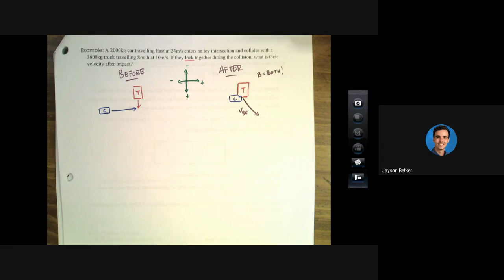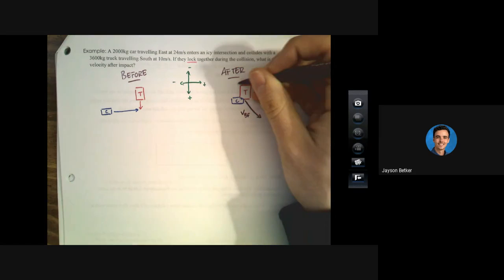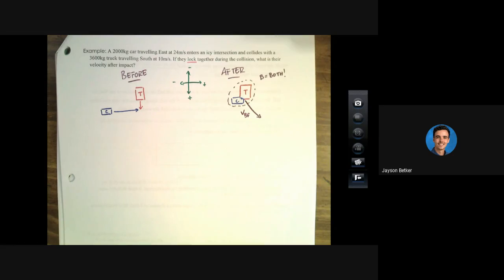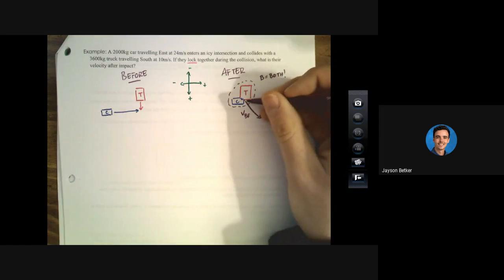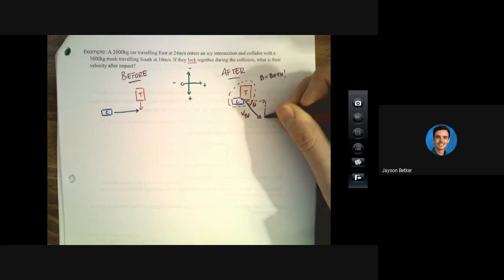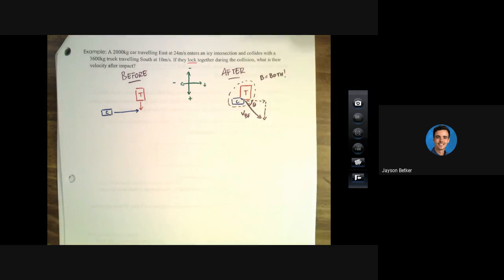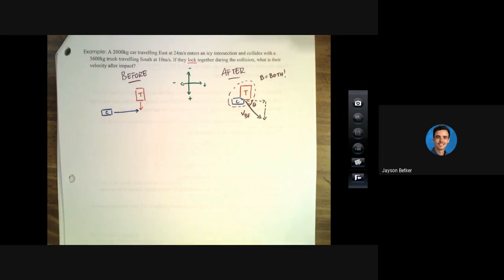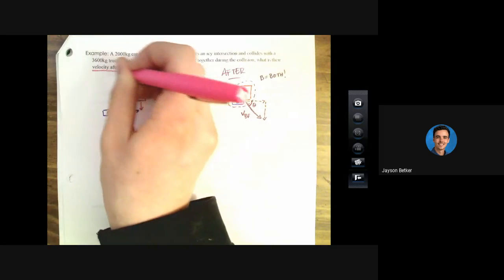Now, here's the thing: both means that we're treating the entirety of these two together as one mass. And what that means is that we're going to have an angled final velocity, so we're going to have some sort of angle happening here. What that also means is that there's going to be an x component and a y component, and we're going to need to find the x and y components. We don't know the angle. We don't know the final velocity. That's what we're trying to find. We're trying to find what is their velocity after impact.